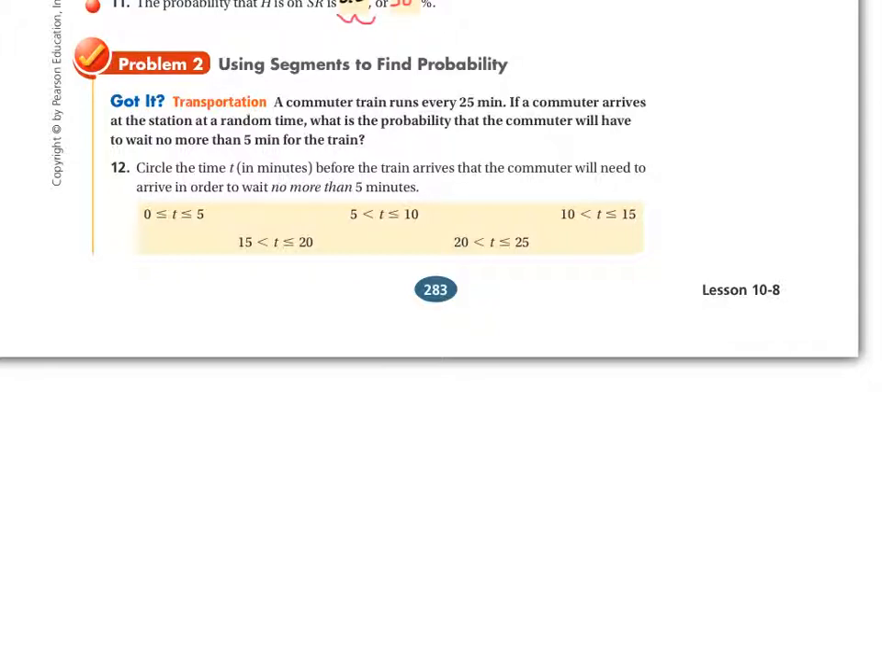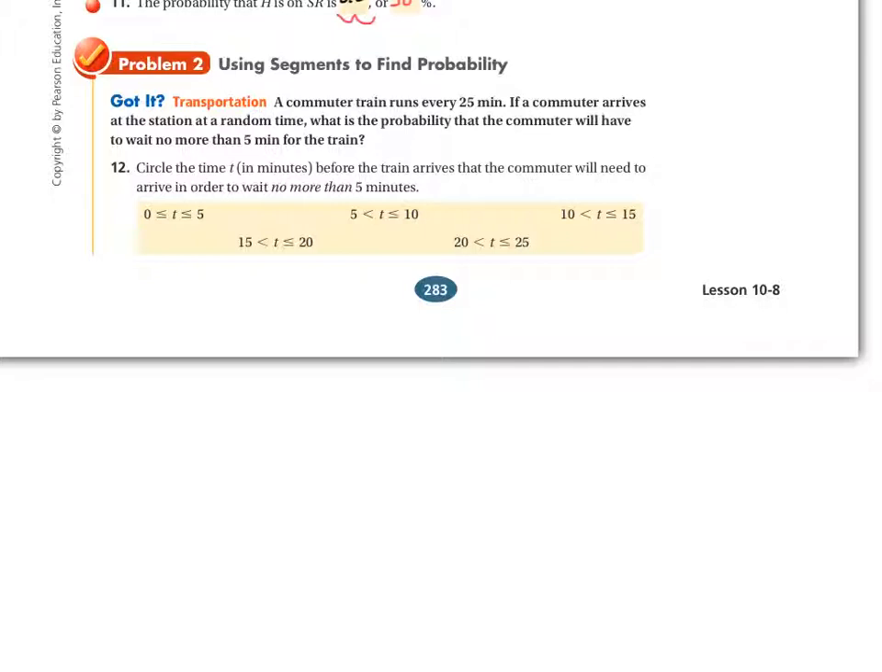Using segments to find probabilities. So this one says a commuter train runs every 25 minutes. Every 25 minutes a new train comes along. So if a commuter arrives at the station at a random time, what is the probability that the commuter will have to wait no more than 5 minutes for the train? So they're going to walk you through it. Circle the time in minutes before the train arrives that the commuter will need to arrive in order to wait no more than 5 minutes.